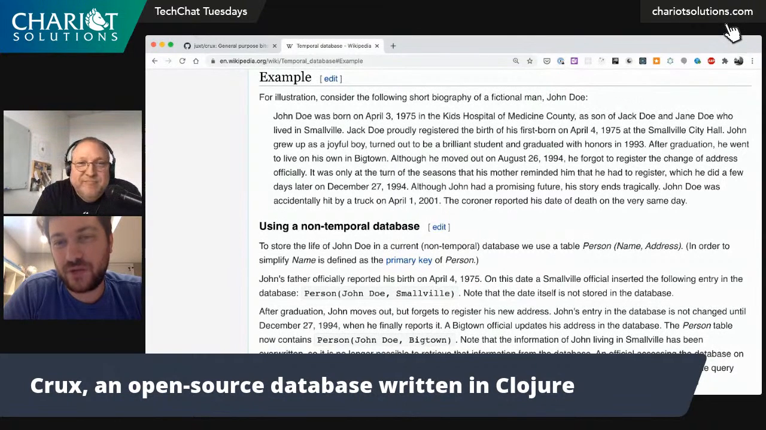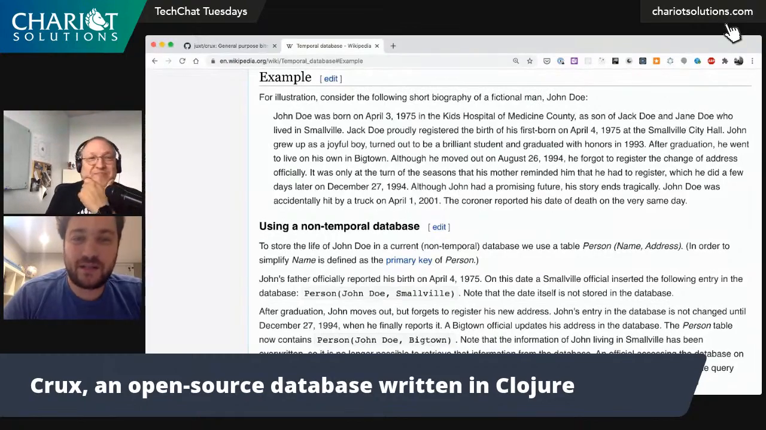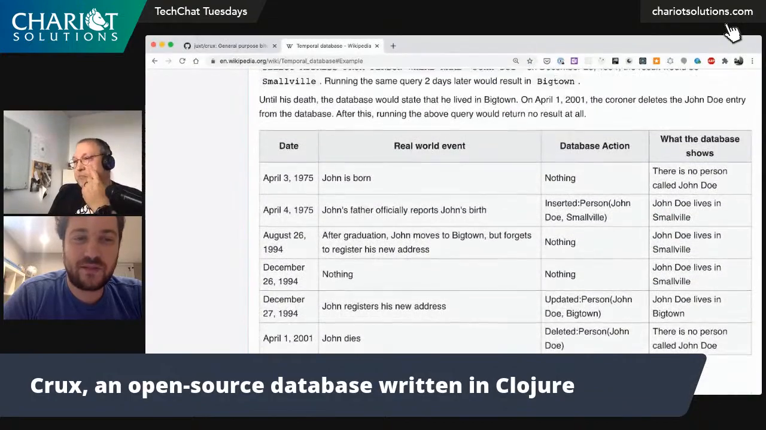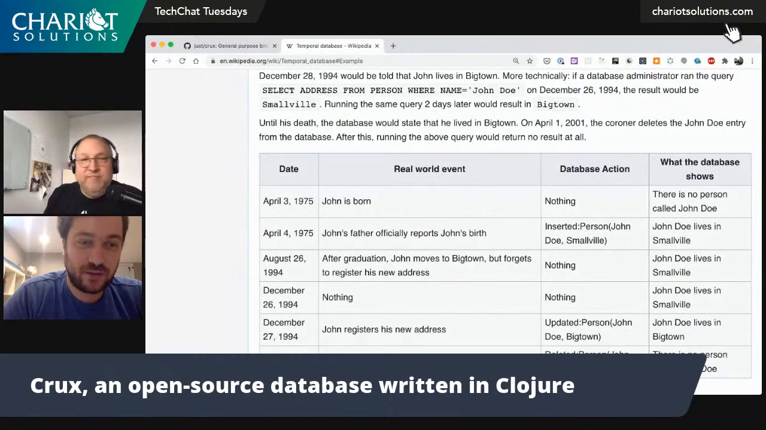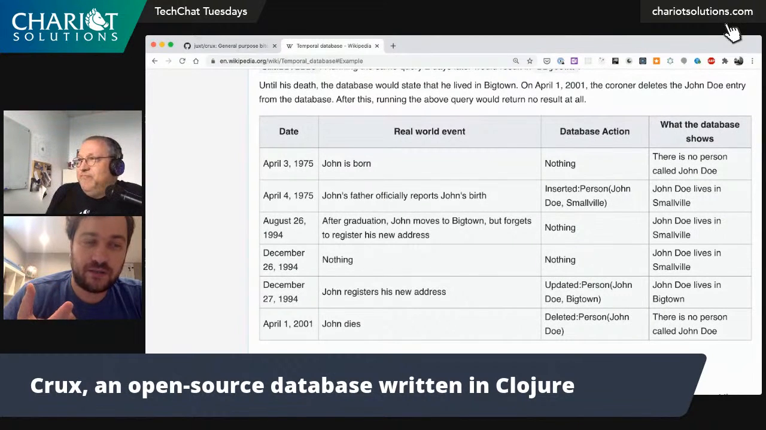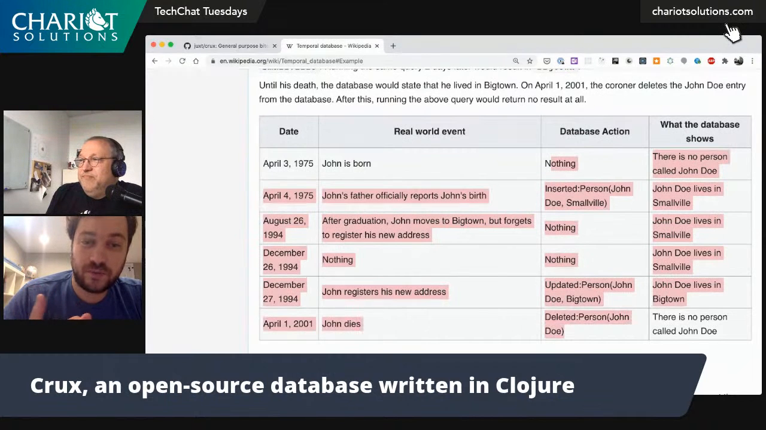Although John had a promising future, his story ends tragically. John Doe was accidentally hit by a truck on April 1st, 2001. The coroner reported his date of death on the very same day. So this little fictional story is pretty typical of real life use cases, where there's a difference between when something happened and when something got recorded, and potentially there could be mistakes made and something needs to be corrected. So imagine if you had a SQL database with a conventional schema where you're just updating stuff in place. How much of this richness and auditing history you would lose.